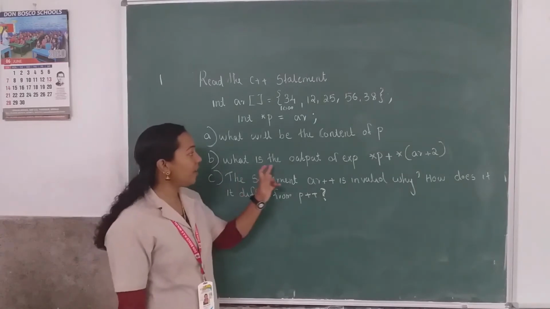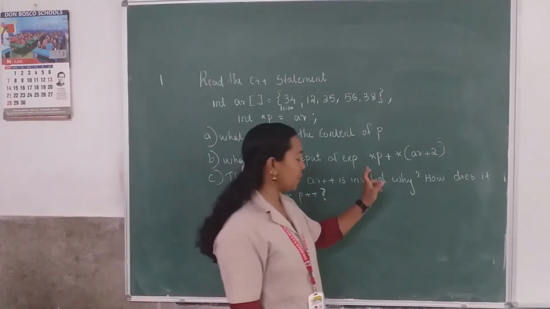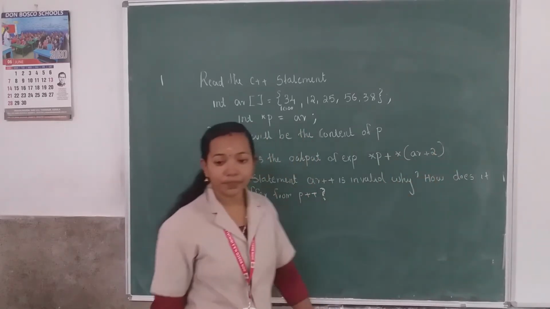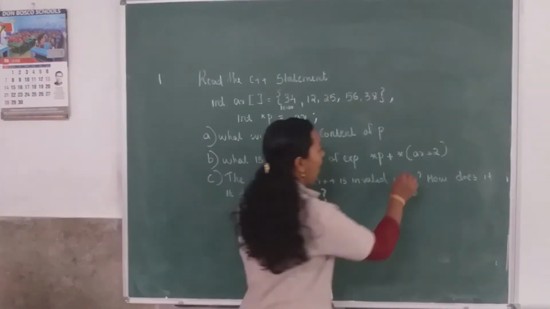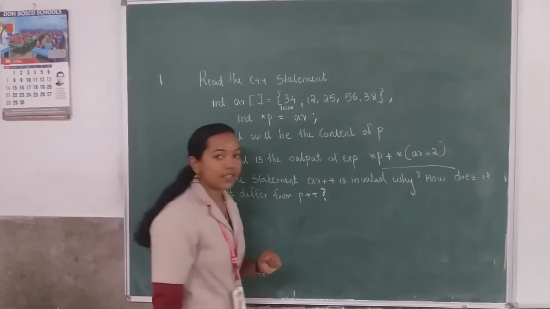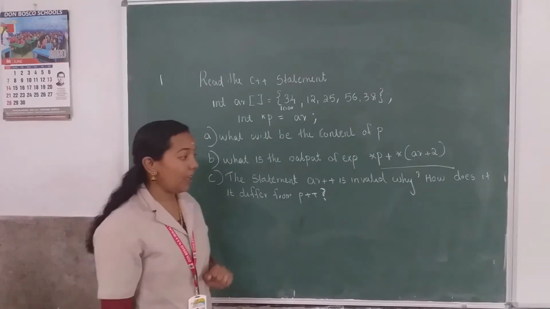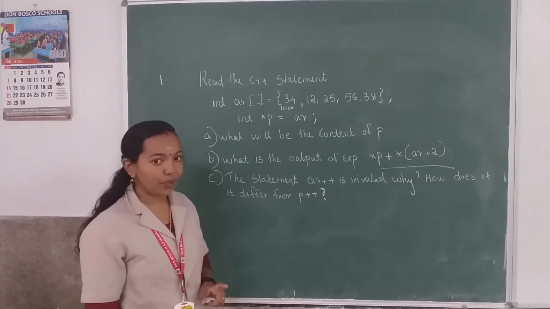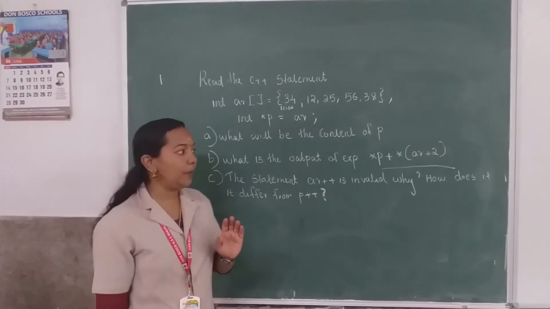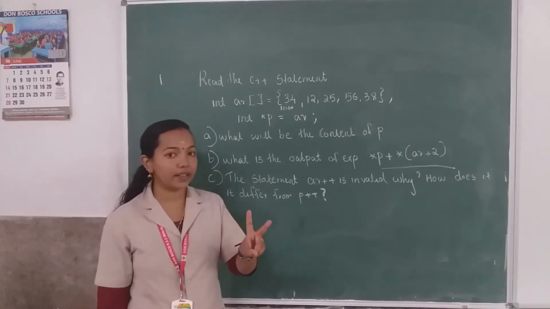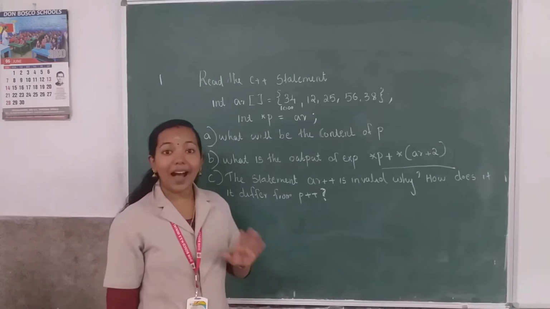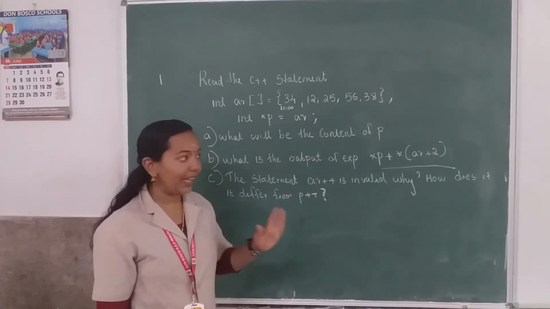Second one: what is the output of the expression *P + *AR + 2? What is the expression? *P + *(AR + 2). Then we already know that in pointers we are using two operators, the increment operator and the decrement operator. No other arithmetic operators are allowed in pointers.